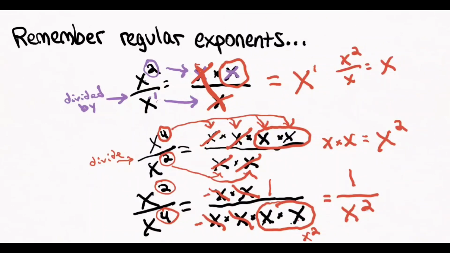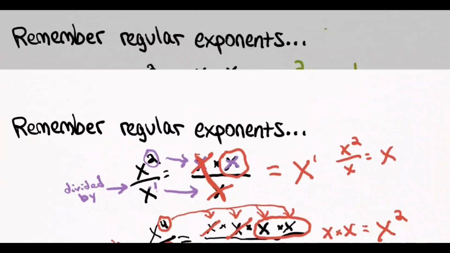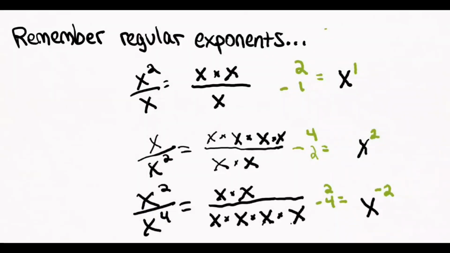Now, another way to write it, if the exponent is on the bottom of a fraction bar or divisor bar like that, is you don't have to write 1 over x to the second. You can just write x to the negative second, and that's the exact same thing. So x to the negative 2.